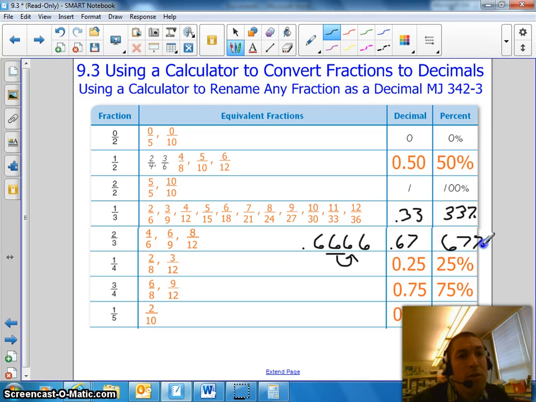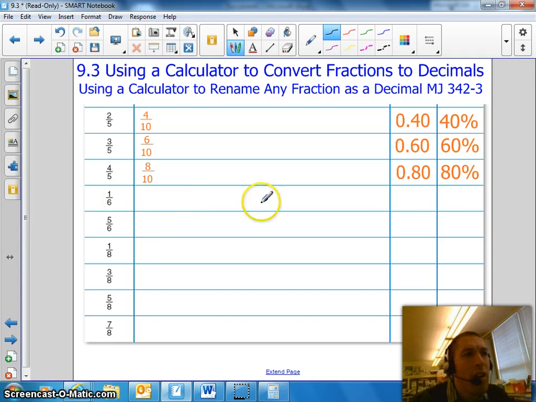So a calculator is really helpful when you start dealing with percents. And it's one of the few times I'll actually allow you to use it. Why don't you try on these here and see how you do. Pause it for a second, and we'll see how you do.